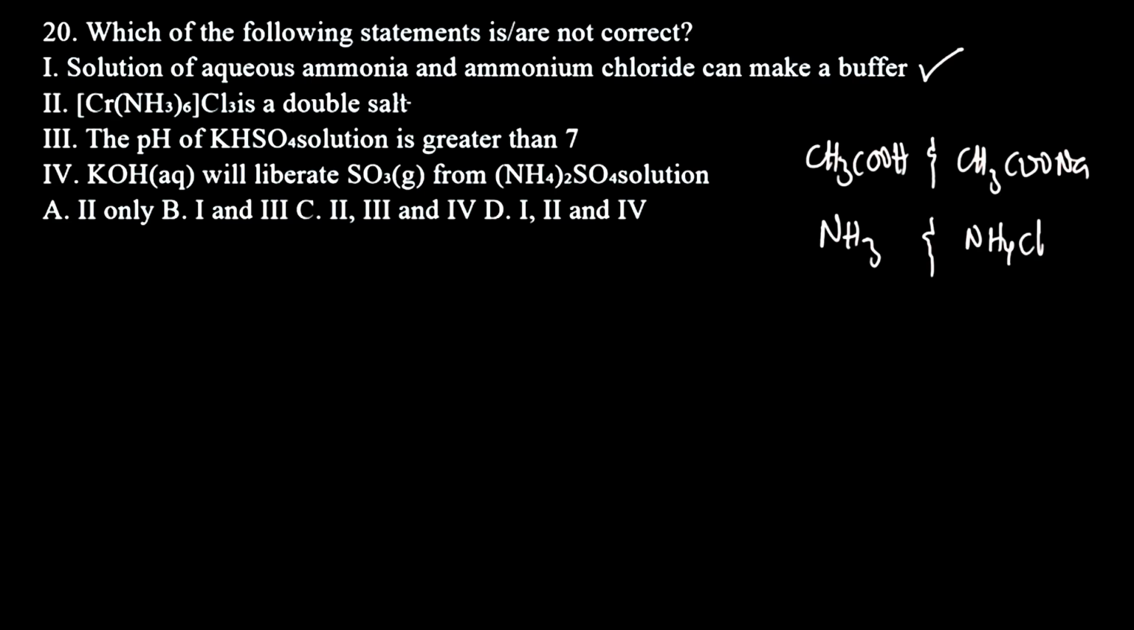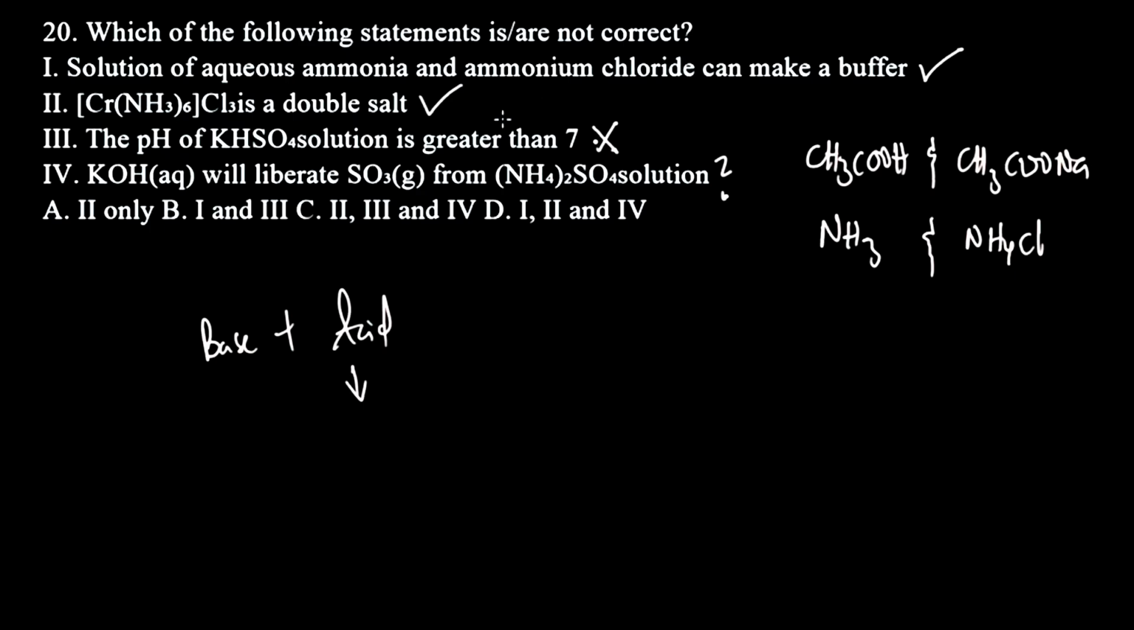Also, this is a double salt, right? The next statement says the pH of this solution is greater than 7. So this is an acidic solution. You can see hydrogen in the middle of it here. An acidic salt is formed from the reaction of a base with an acid that has more than one replaceable hydrogen ion. So this is an acid salt, and you expect an acid salt to be acidic in nature, and it should be less than 7. So the pH being greater than 7 is wrong. So let's put a question mark here for now.